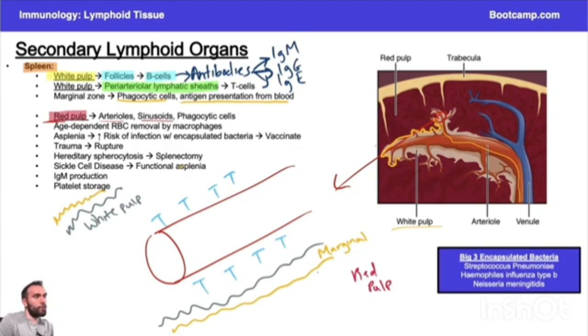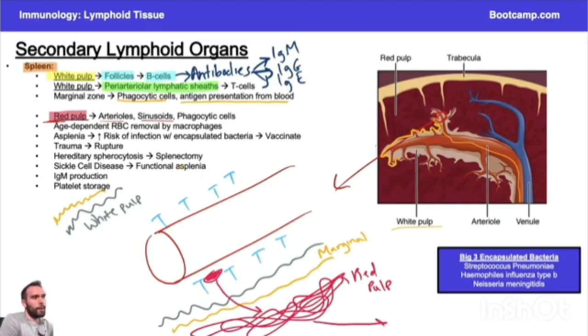Again, the marginal zone is going to separate the white pulp and the red pulp. Red pulp is going to be back here, but think of your red pulp as having more of a web-like shape. At least that's how I think about it. The reason is that the red blood cells that come out through here are going to have to traverse that red pulp and the sinusoids that go along with it, and come out of the other side.